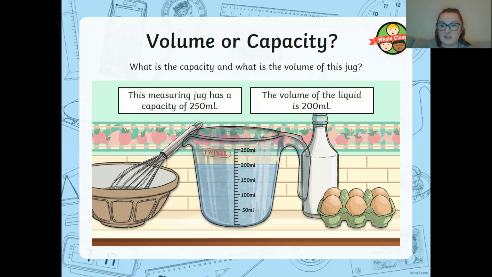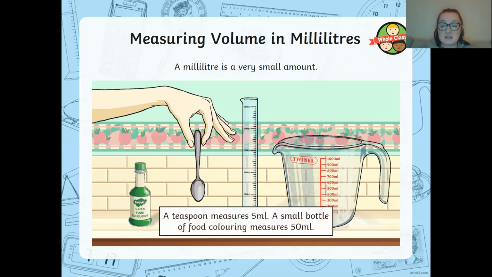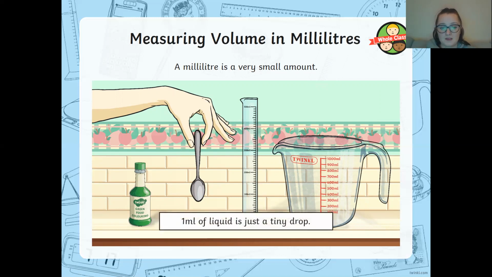And that basically says what Ms. Dunn just said. A milliliter is a very, very small amount, okay? And look, it's got food colouring like Ms. Dunn mentioned. A teaspoon, one of the tiny spoons, measures 5 milliliters. That shows how little it actually holds. A small bottle of food colouring measures 50 millilitres. So that is 10 teaspoonfuls of food colouring. Amazing, isn't it? So 1 milliliter of liquid is just a tiny drop, a teeny tiny drop.